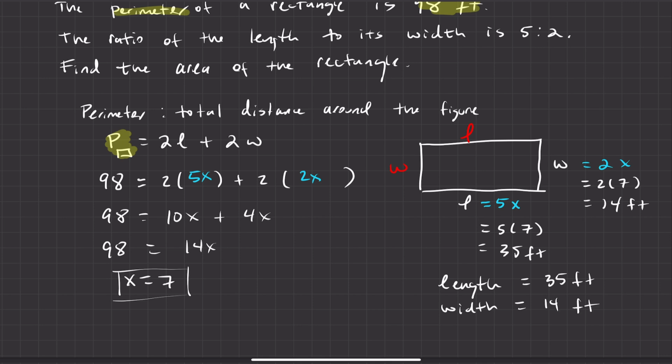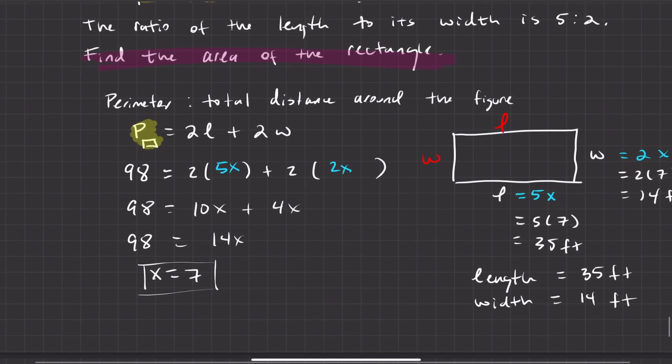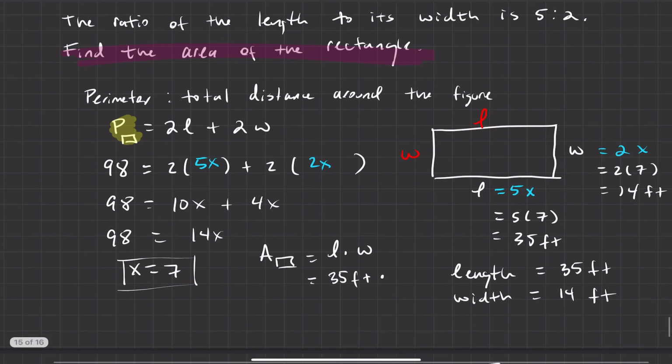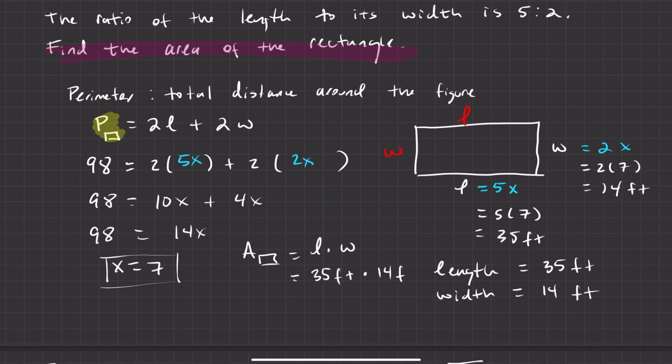But the question is asking you to find the area of the rectangle. The area of the rectangle formula is length times the width. We already know the length is 35 feet times 14 feet. So I have 35 times 14. That's 490. And then I have feet times feet.